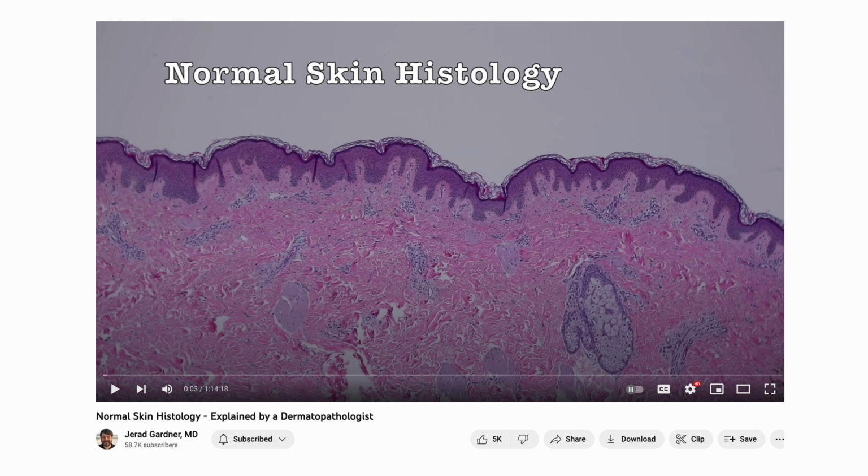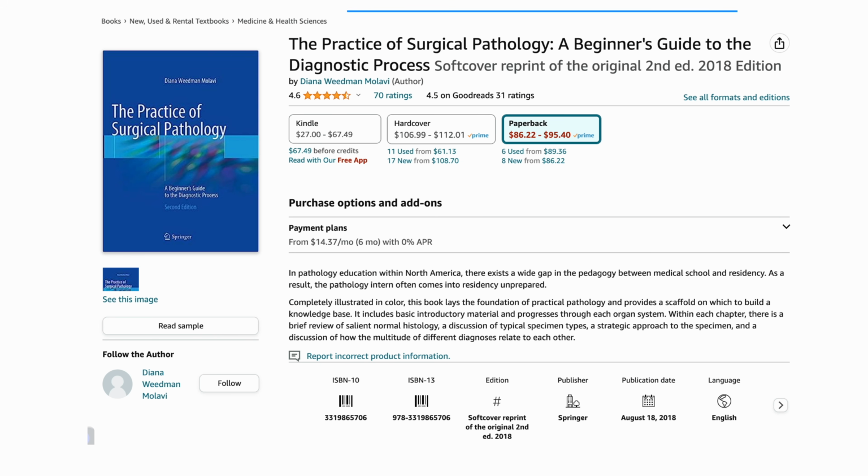When you start your anatomic pathology rotations, the first book that you will hear about is Molavi's The Practice of Surgical Pathology, a beginner's guide to the diagnostic process. This book definitely lays the foundation of practical pathology and provides a knowledge base for you, and it includes basic introductory material and progresses through each organ system. And within chapters, there's a brief normal histology and also discussion of some of the typical specimen types, a strategic approach to the specimens, and some of the common diagnoses for each organ system.